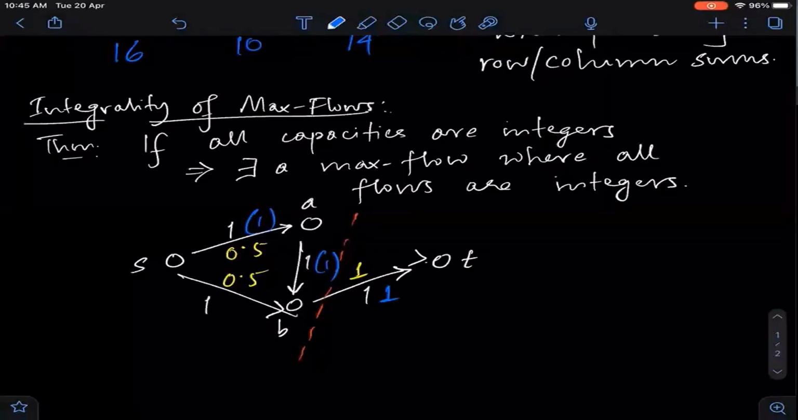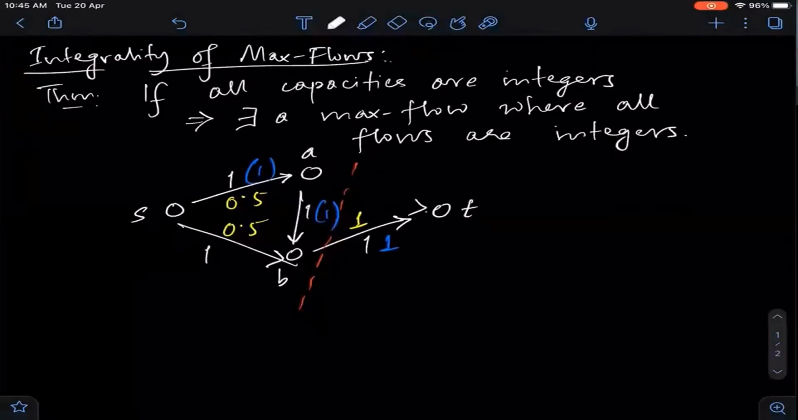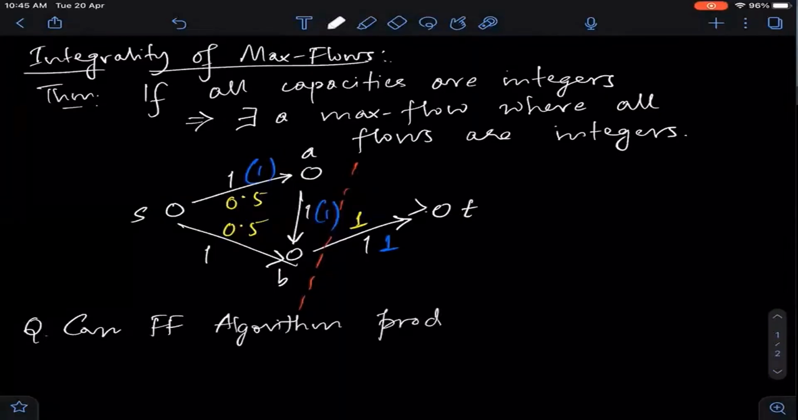Okay. So now you tell me, why is this theorem true? There is no ceiling business here. So how can we argue? It turns out that we need to appeal to the algorithm which we have designed in order to prove this. So what kind of a flow does Ford-Fulkerson give us? Can it give us a fractional flow? So the question is, can the FF algorithm produce a fractional max flow?